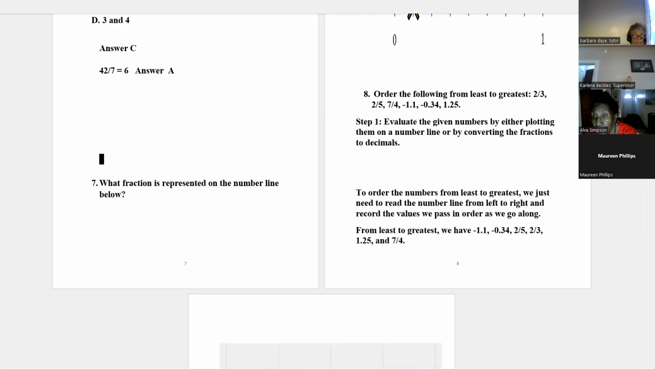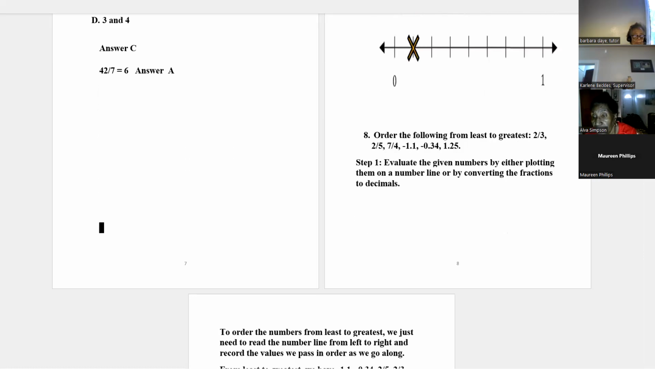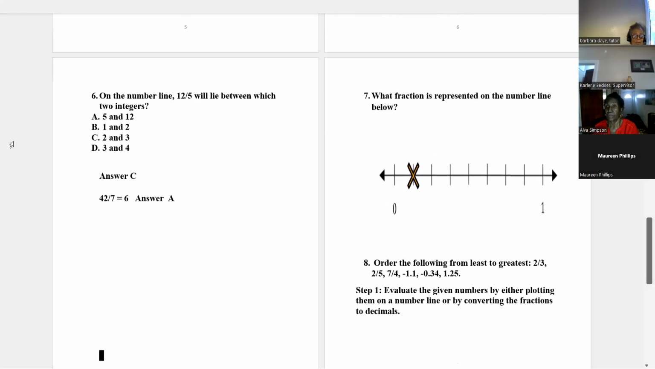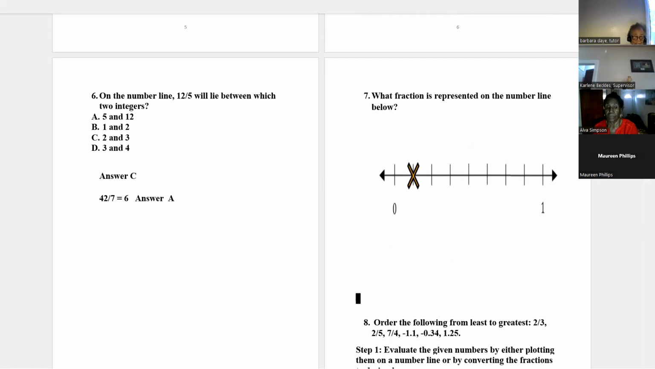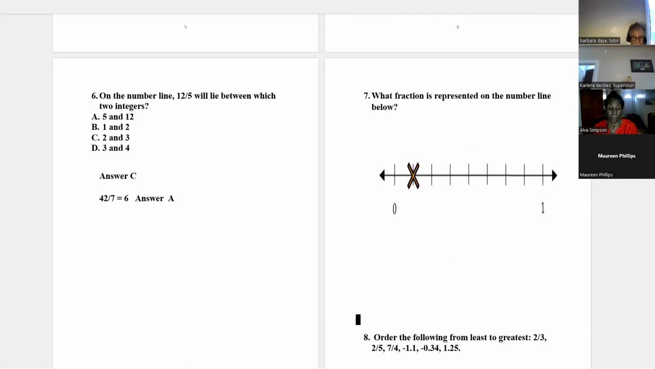Let me put this on the next. 0.8. No, fraction. I didn't say decimal. Oh, fraction. I said fraction. Alva, what did you say? 2/4.